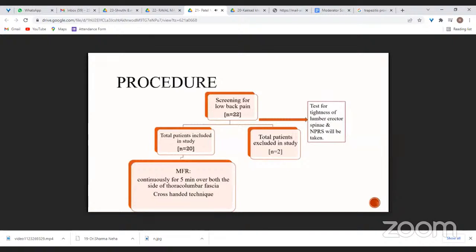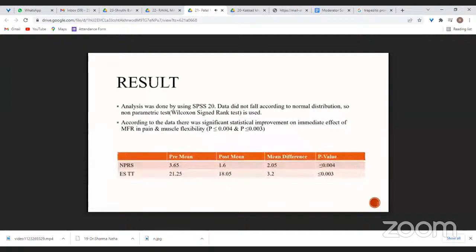In that, continuous MFR for 5 minutes toward both sides of the thoracolumbar fascia was given, and the cross-handed technique was used for the MFR. The analysis of the results was done using SPSS version 20. The data did not follow a normal distribution, so the non-parametric Wilcoxon signed rank test was used.